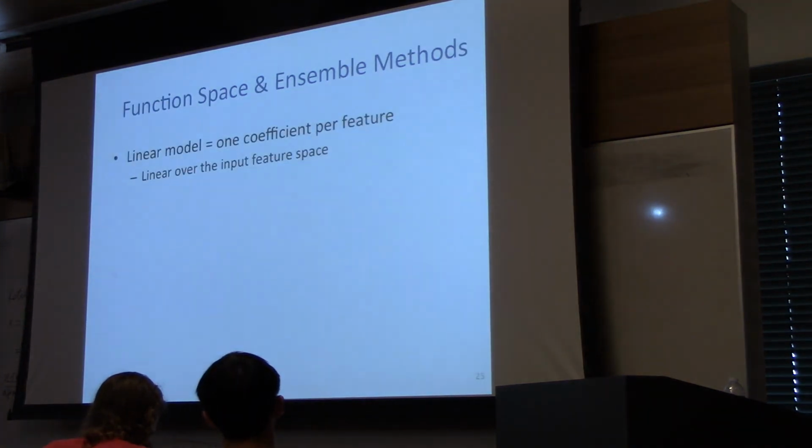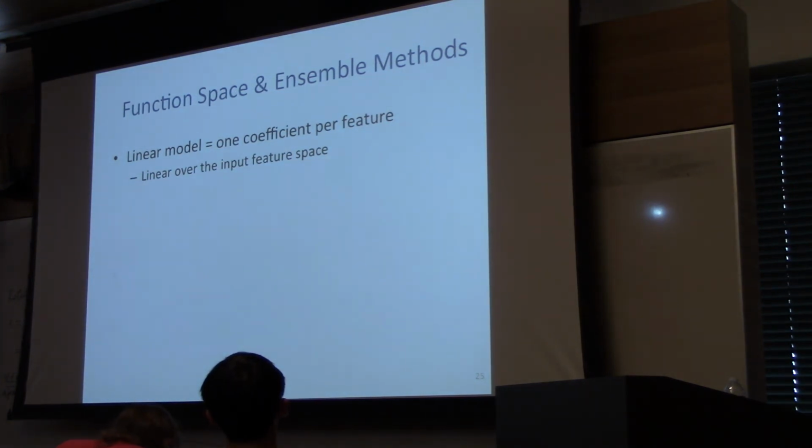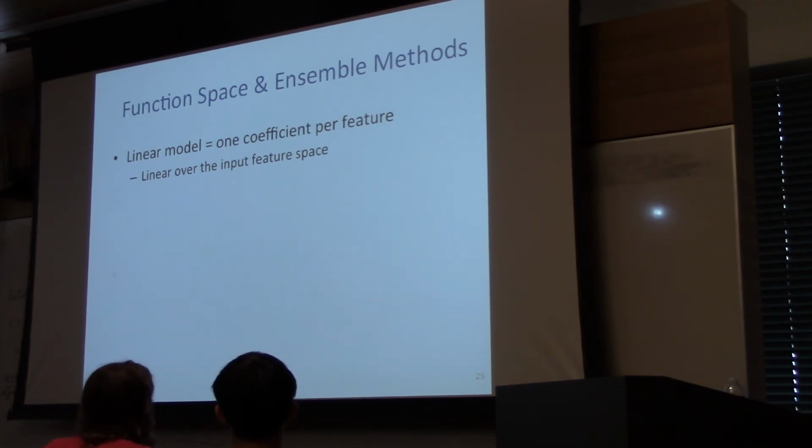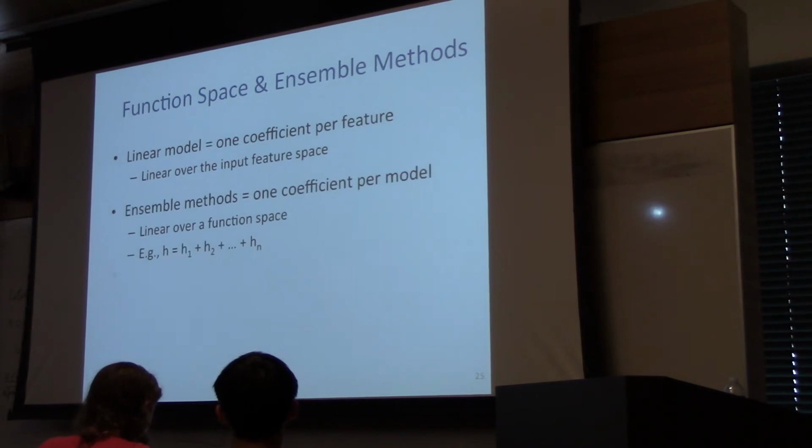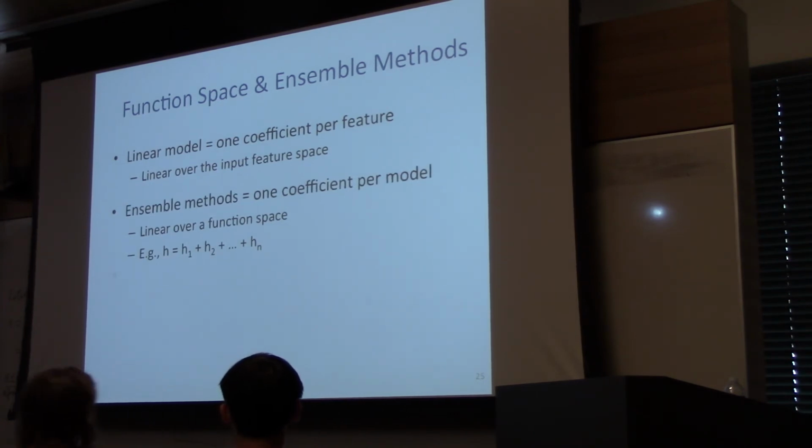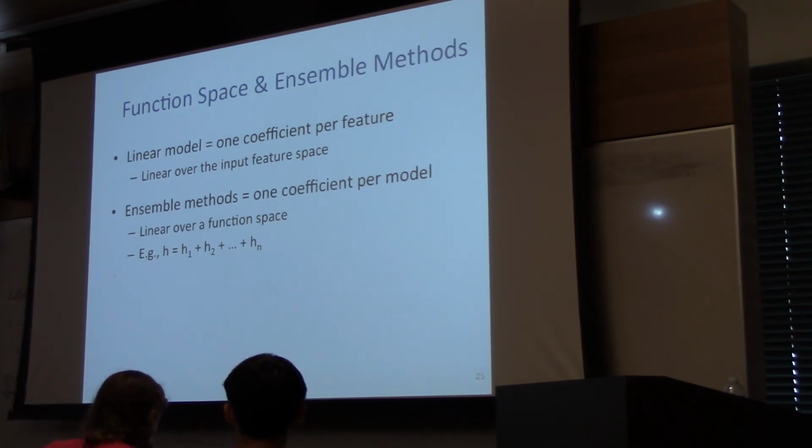Okay, so this is axis-aligned gradient descent. So now, let's not talk about a vector space. Let's talk about a function space. What is a function space? Well, in a linear model, we had one axis or one dimension per feature, and so we learn a linear model over the input feature space. In ensemble methods, you could think of there being a potentially infinite space of models, and we learn one coefficient per model. Most of those coefficients are 0, but a few of them are non-zero, and our ensemble model is the average over those models that we put non-zero coefficients on.